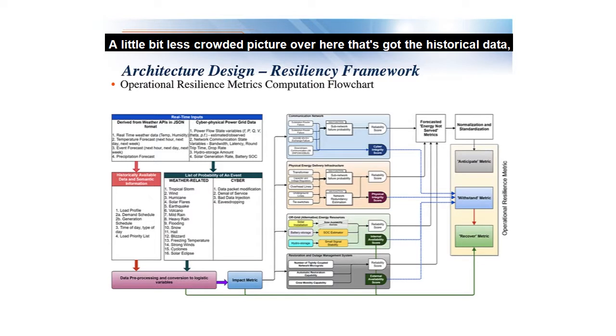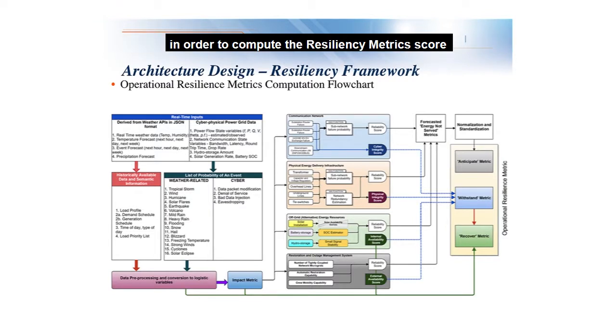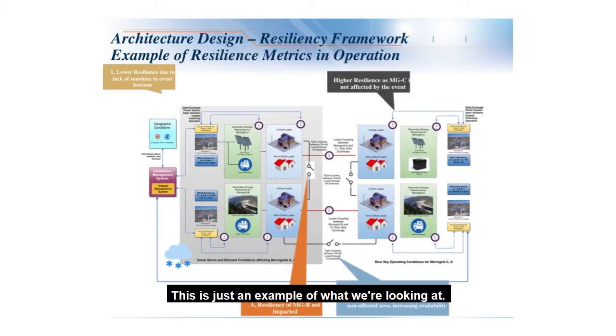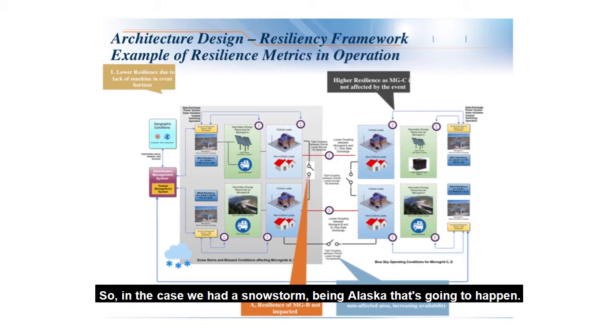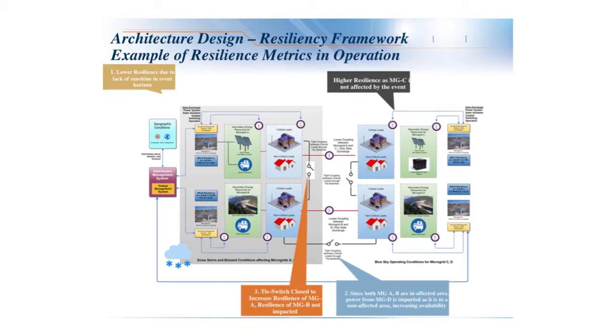This is a little bit less crowded picture of it, that takes historical data, probabilistic data, and real-time data, and computes all those in real time in order to compute the resiliency metrics, in order to decide how the microgrid controller should behave. This is just an example of what we're looking at, in this case a very simplistic example. So in the case of a snowstorm, being Alaska, it's going to happen, the PV panels are not working.